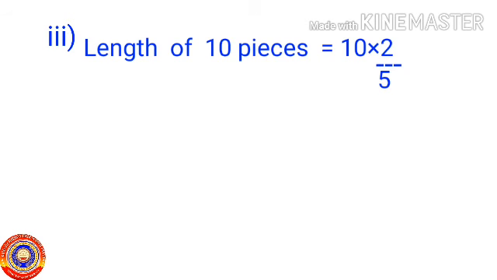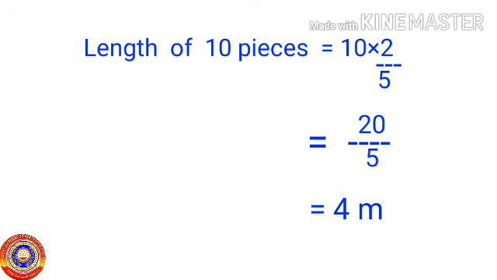In the third question, we have to find the length of 10 pieces. Length of 10 pieces equals 10 into 2 by 5, which is 20 by 5, which is equal to 4 meter.